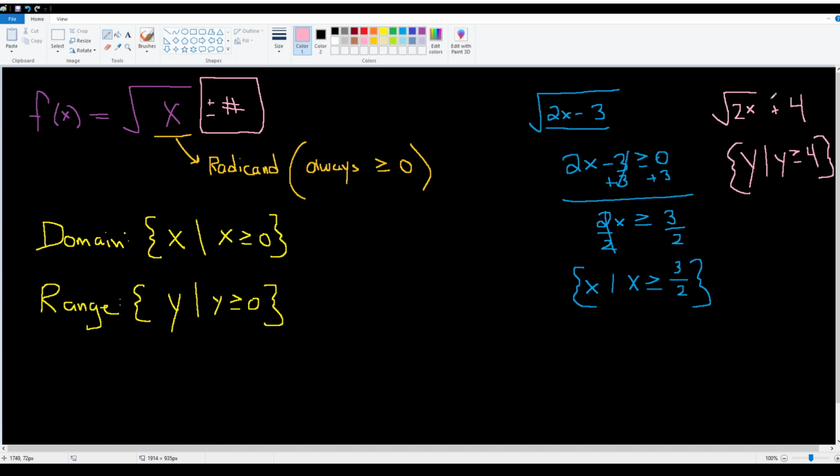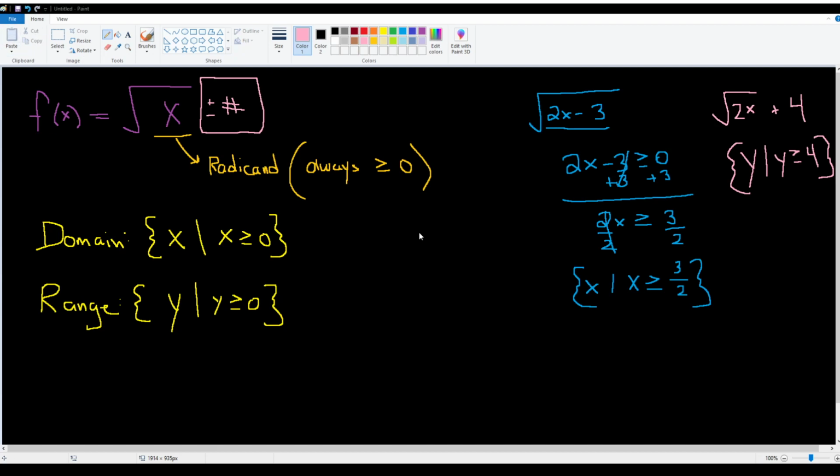Whatever you have at the end here, that's what y has to be greater than or equal to. Even if it's a negative number, if this was 2x minus 4, this would be y is greater than or equal to negative 4. So that's how we find the domain and the range of our radical expressions. Okay? So that's the first part of this.